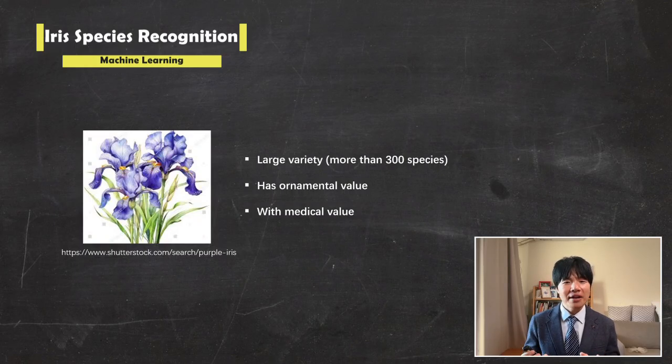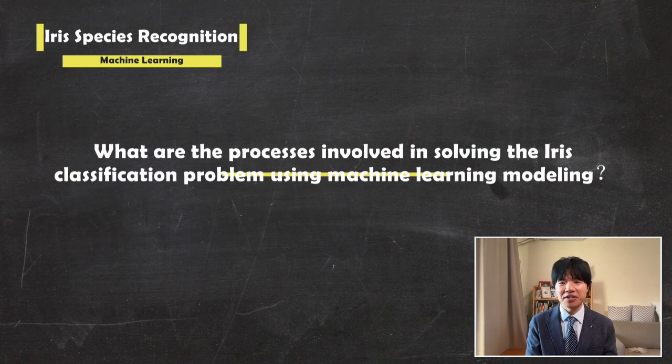There are also many species of iris flowers, with statistics showing over 300 varieties. Using machine learning, I'll build a model to distinguish between different iris species. What are the processes involved in solving the iris classification problem using machine learning modeling?